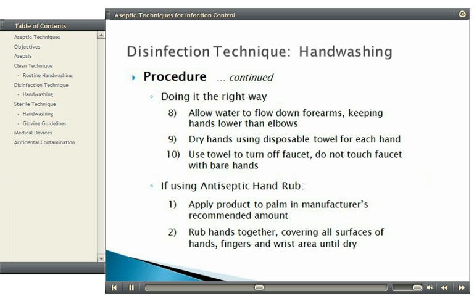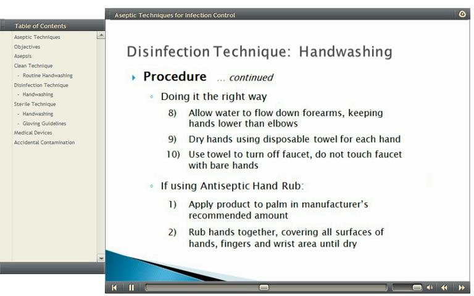Disinfection technique, hand washing. Procedure continued. Doing it the right way. 8. Allow water to flow down the forearms, keeping hands lower than elbows. 9. Dry hands using a disposable towel for each hand. 10. Use a towel to turn off the faucet. Do not touch the faucet with bare hands.